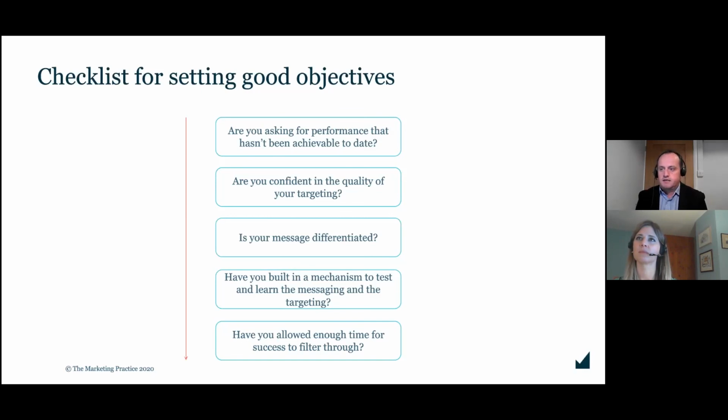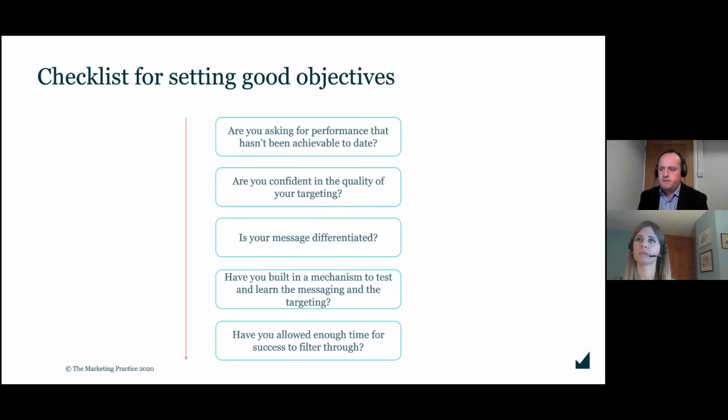Data quality is absolutely essential. Are you confident in the quality of your targeting? Not only from an organization perspective, have you done the analytics? Have you thought about why you're choosing those accounts? What markers specifically are you choosing those accounts on? But also, how confident are you of the individuals within those organizations, and making sure that you've got the right people that are going to understand your message and be engaged by it?